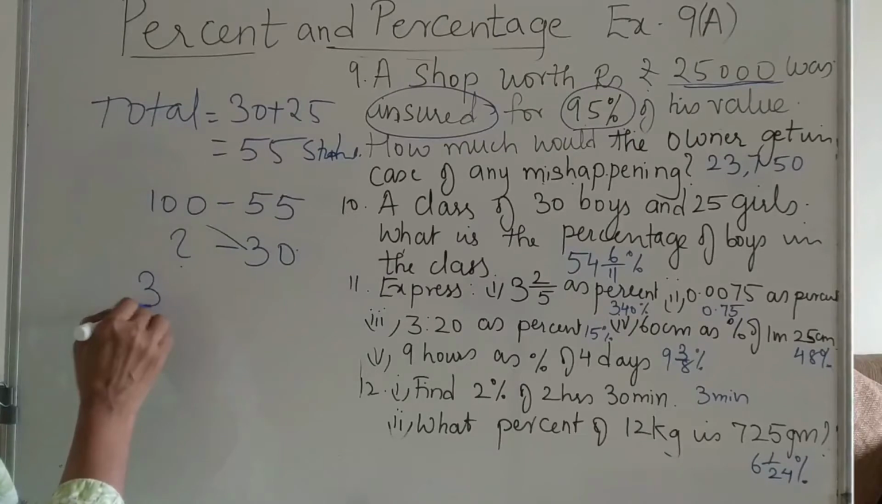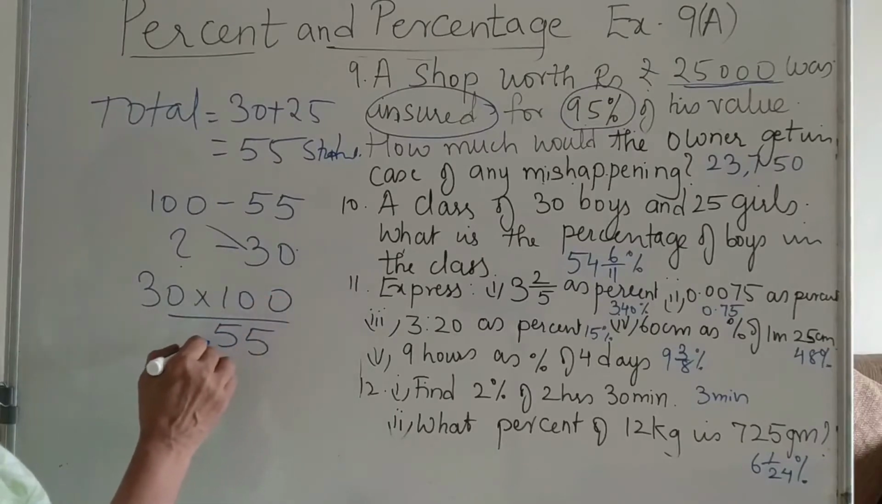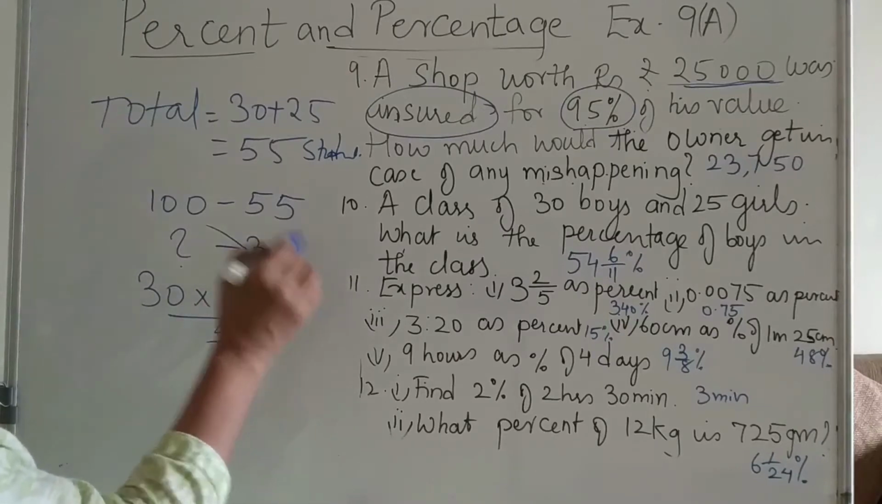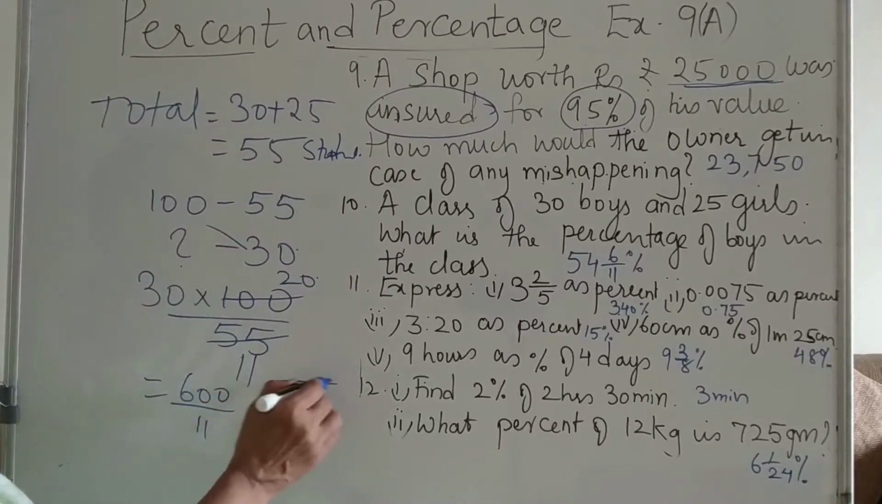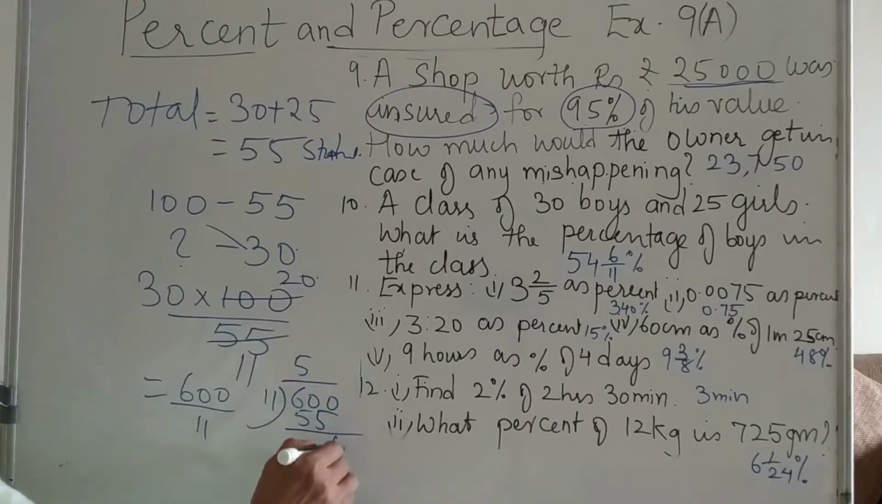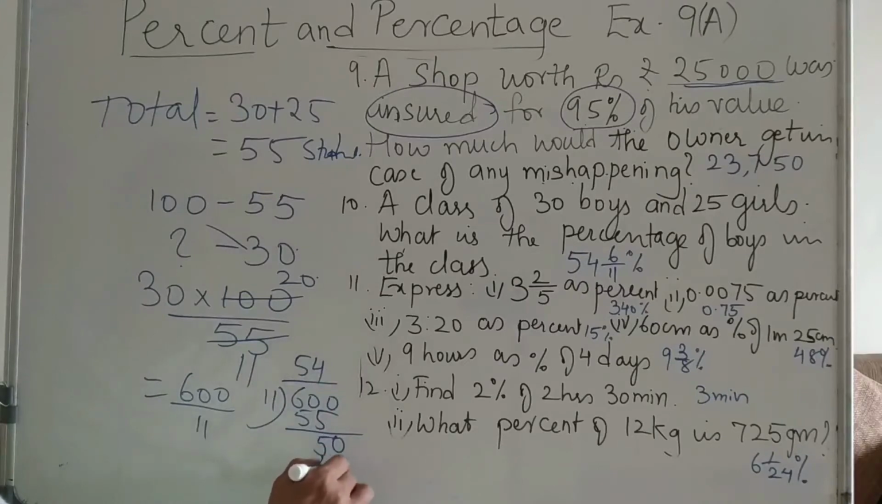You have to find out the percentage of boys in the class. So cross multiplication, 30 into 100 by 55. Now 5 11s are 55, 5 20s are 100. Now what is remaining is 600 by 11. So now you divide this 600 by 11. 5 11s are 55, 50. Now 4 11s are 44. Remaining is 6. So you can write this as 54, 6 by 11. This is the percentage of boys.